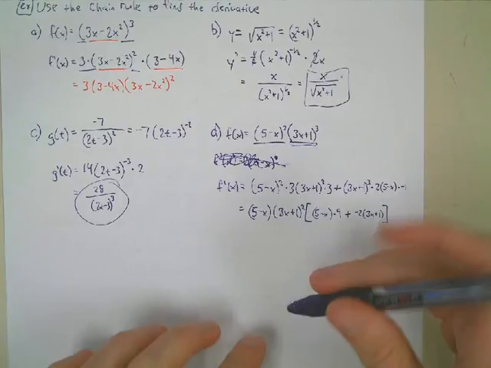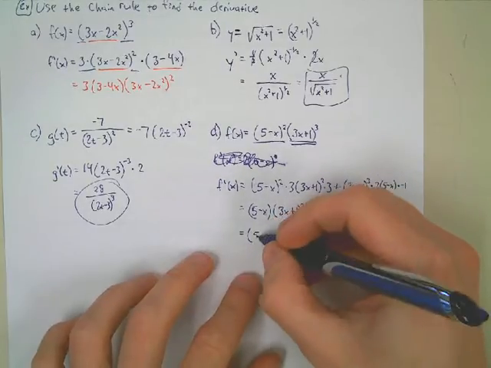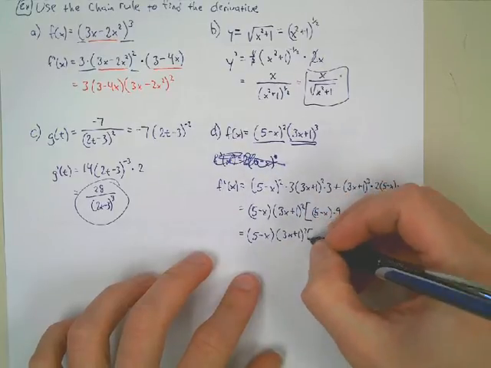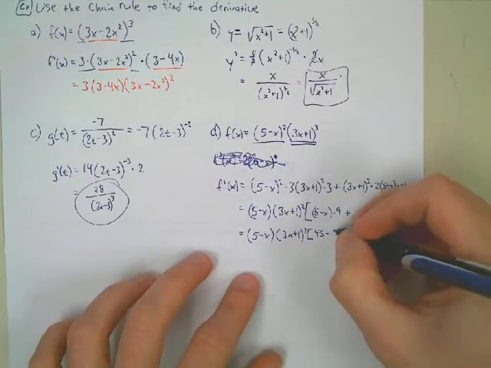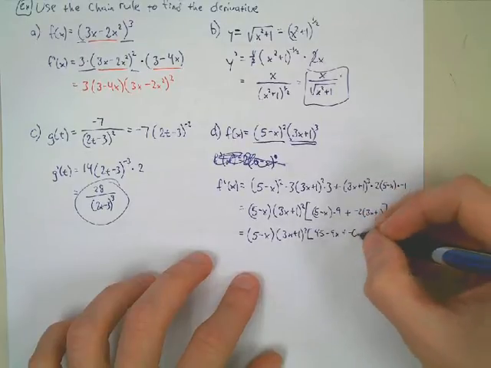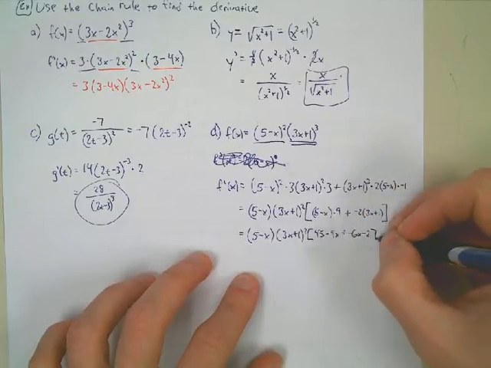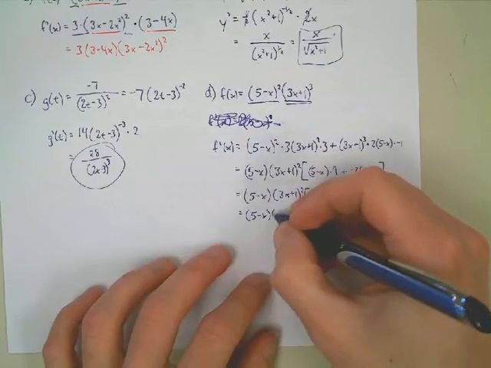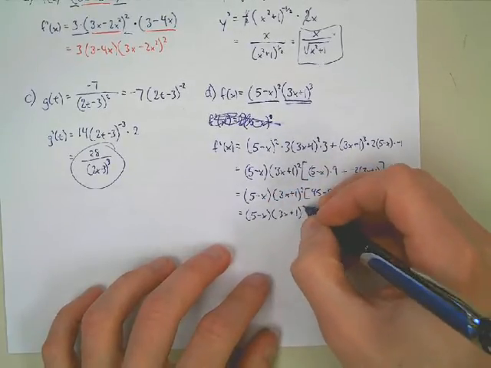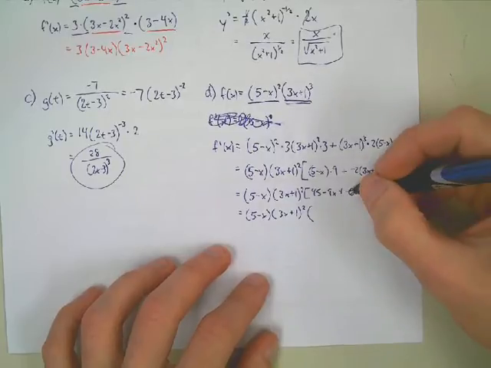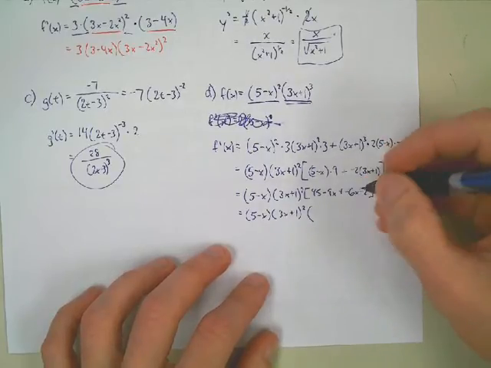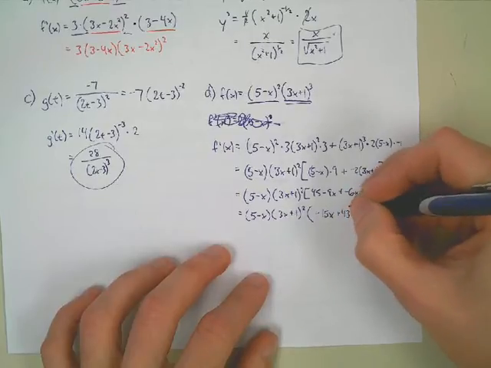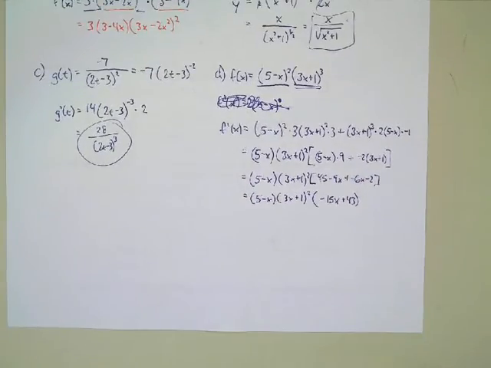So you still have to bring down those other parts. Don't forget those. And so let's see, I'll have 45 minus 9x plus negative 6x minus 2. And then 5 minus x times 3x plus 1 squared. And let's see here, negative 9 minus 6 is negative 15x, and then 45 minus 2 is plus 43. Wow. Or as Owen Wilson would say, wow.